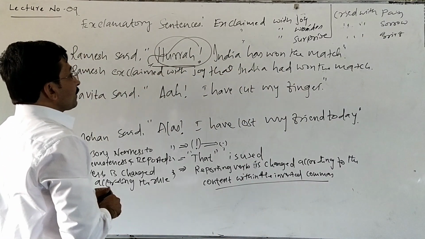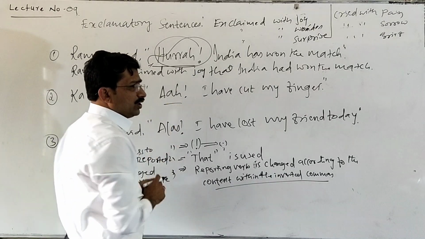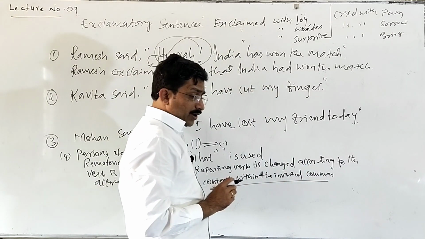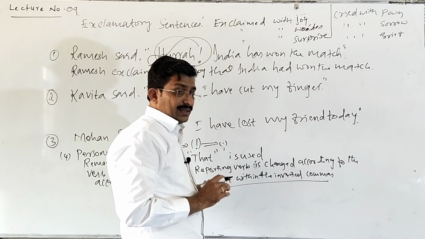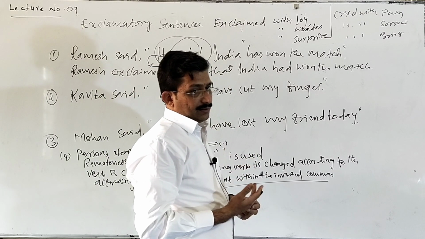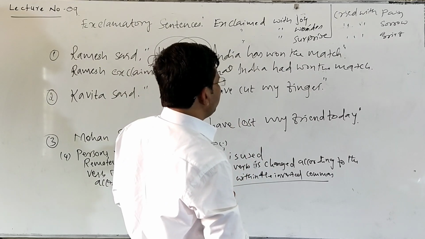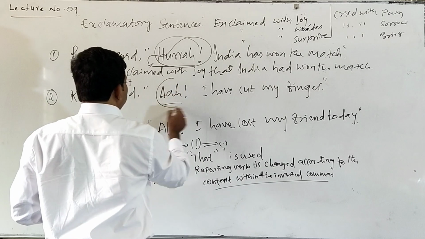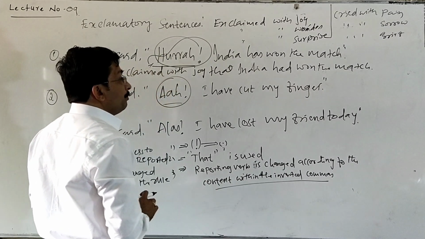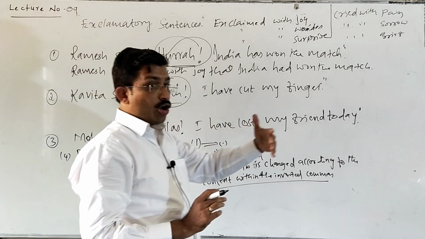Next here, Kavita said. What is the meaning here? When do we say this one? We should not take the dictionary meaning over here, and we should not search for sudden feelings in the dictionary. I have cut my finger. See here, what is the meaning here? The context meaning is pain, not surprise or wonder or joy. No one says it in joy.